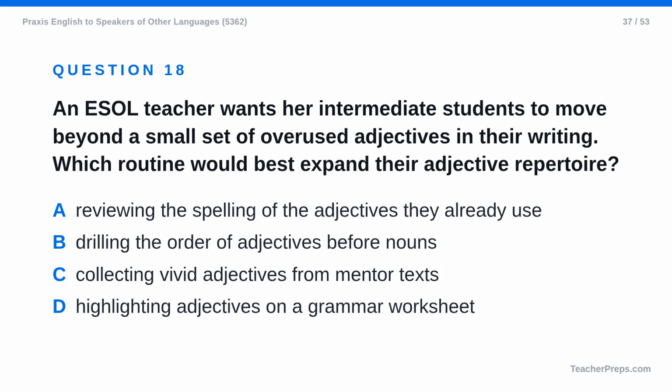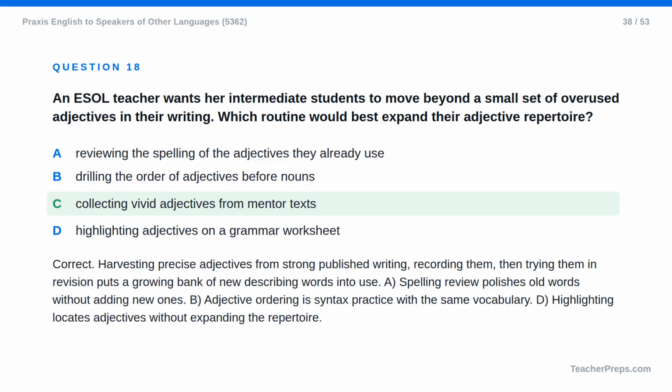Question 18. An ESOL teacher wants her intermediate students to move beyond a small set of overused adjectives in their writing. Which routine would best expand their adjective repertoire? Pause the video and select the best answer. The correct answer is C, collecting vivid adjectives from mentor texts. Harvesting precise adjectives from strong published writing, recording them, then trying them in revision puts a growing bank of new describing words into use.